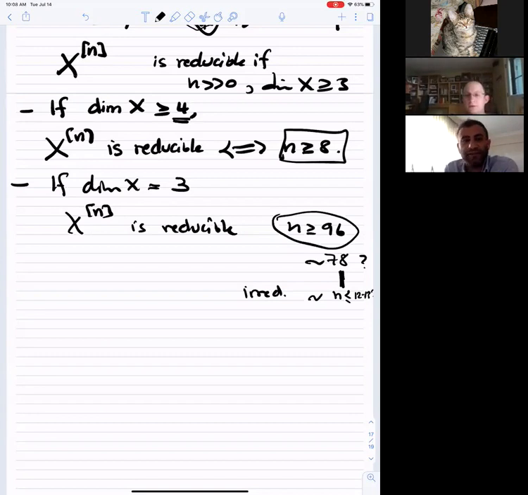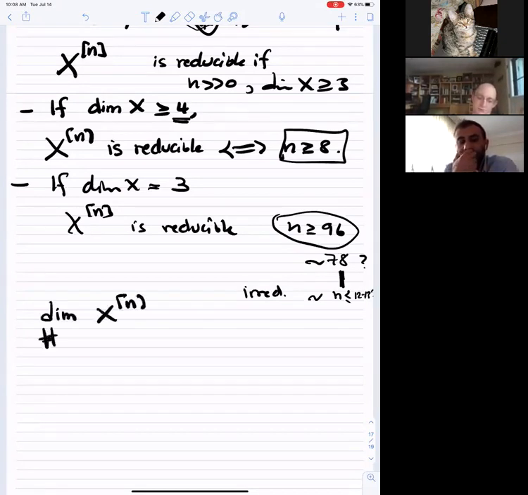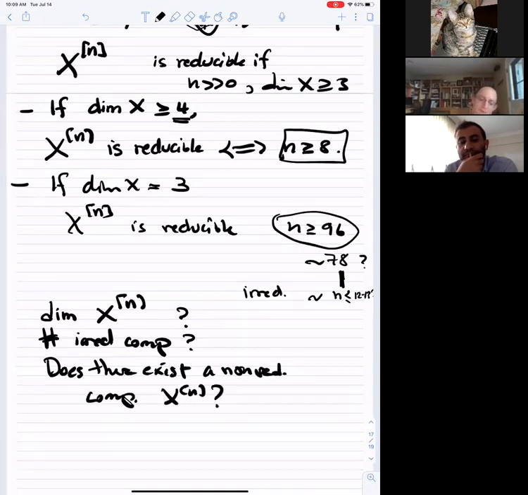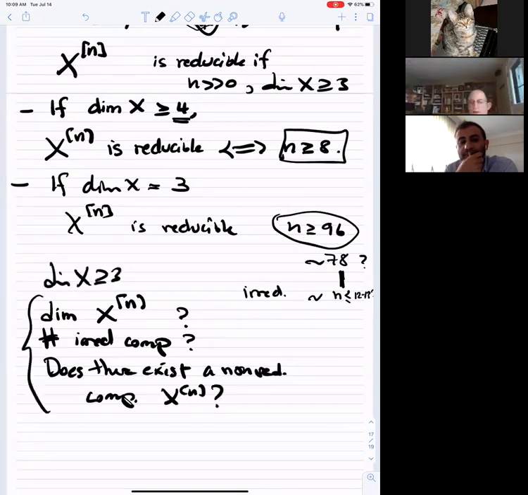The other question that you can ask: we don't understand the dimensions and the number of irreducible components of X^n. These are all open problems. We don't even know whether there exists a non-reduced component. Again, for these questions to make sense, my dimension is at least 3. So we don't know how many components you have, what their dimensions are, and whether there are non-reduced components and things like this.